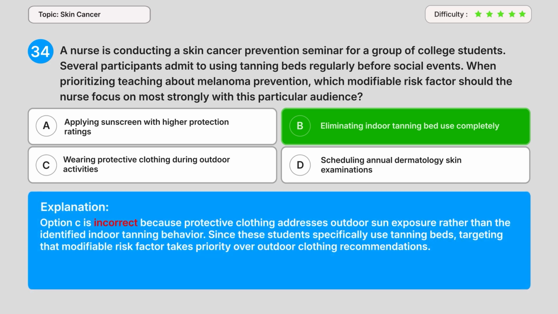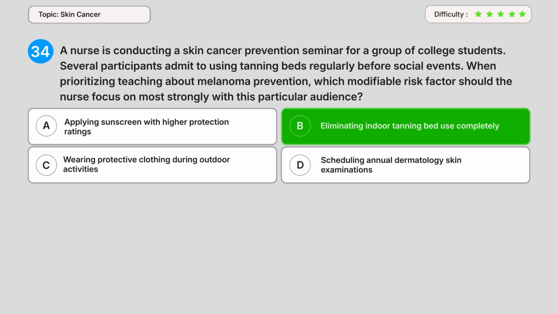Option C is incorrect because protective clothing addresses outdoor sun exposure rather than the identified indoor tanning behaviour. Since these students specifically used tanning beds, targeting that modifiable risk factor takes priority over outdoor clothing recommendations.